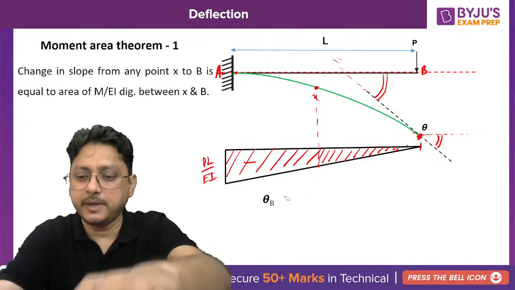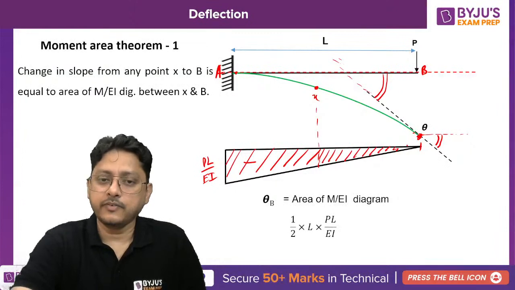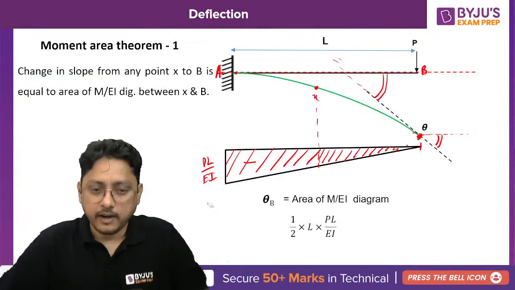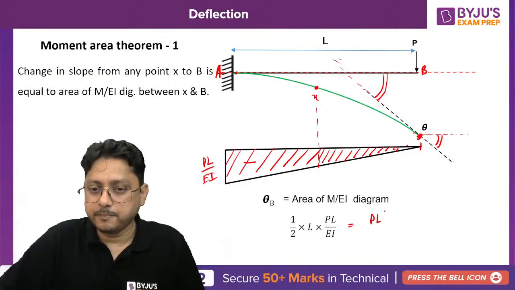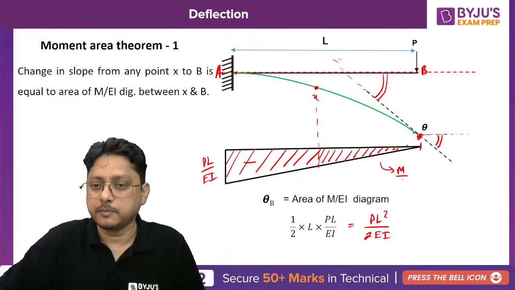So theta at B, you will get it. That is nothing but the area of the M by EI diagram. Area of the M by EI diagram is half into base into height. That's all. And if you calculate, it will become PL square by 2EI. This is your M by EI diagram.